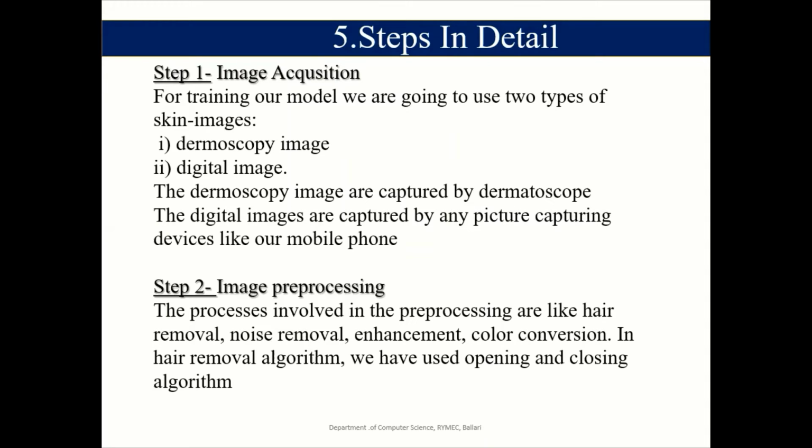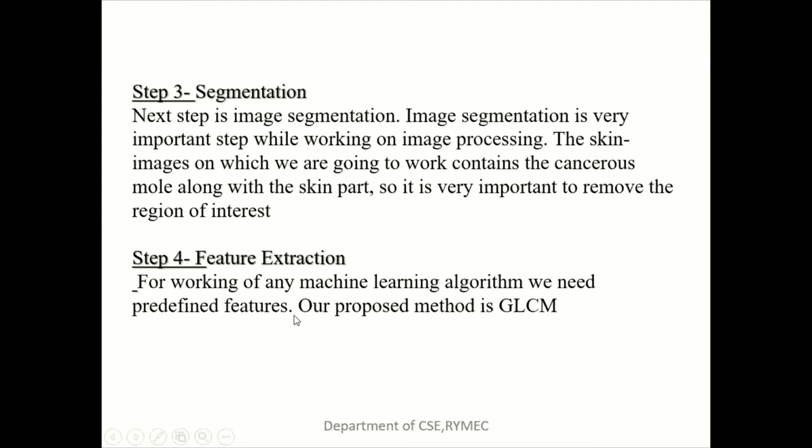So step 2 is image pre-processing. The processes involved here are hair removal using opening and closing algorithm, noise removal using the median filter, enhancement using histogram, and color conversion, which can be done by resizing the images. And the next step is image segmentation. The skin images on which we are going to work contain the cancerous mole along with the skin part.